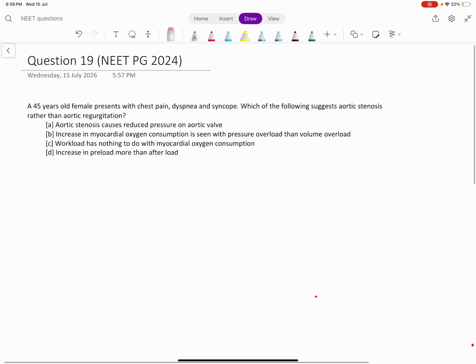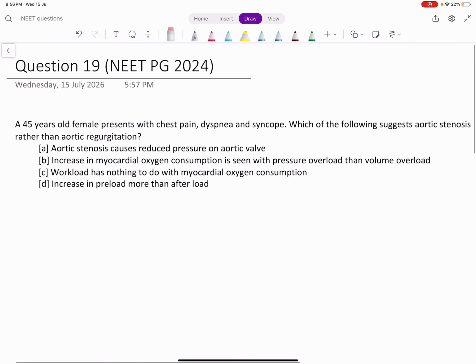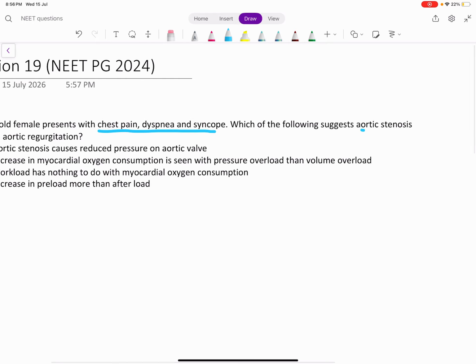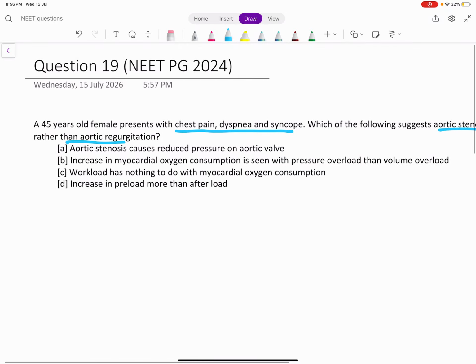Coming to question 9 of NEET PG 2024. A 45-year-old female presents with chest pain, dyspnea and syncope. Which of the following suggests aortic stenosis rather than aortic regurgitation?